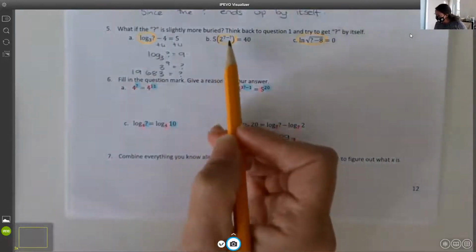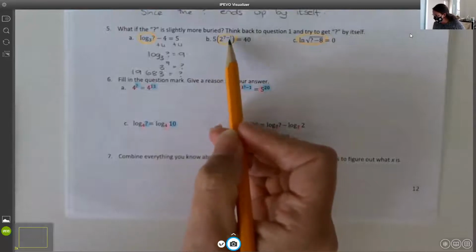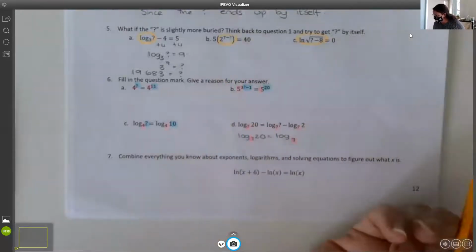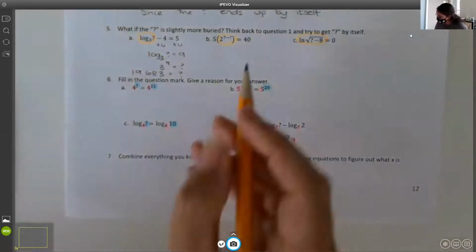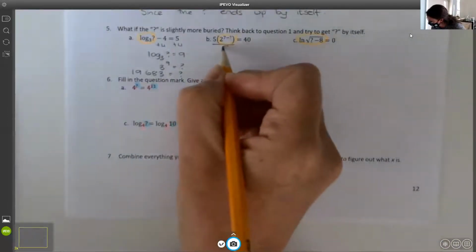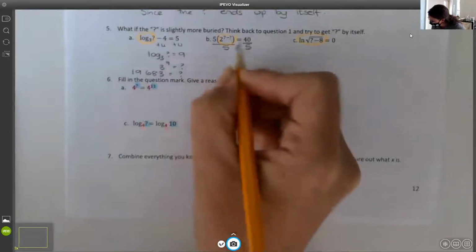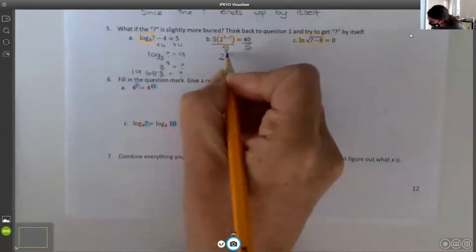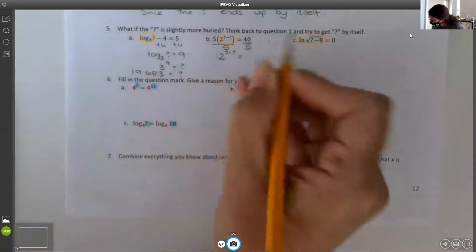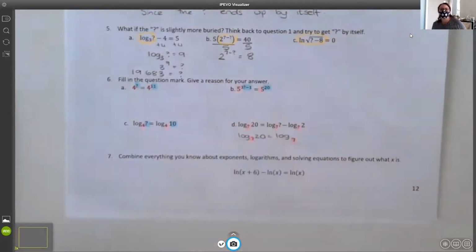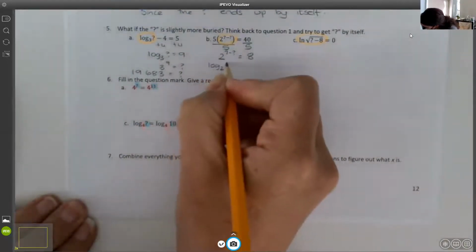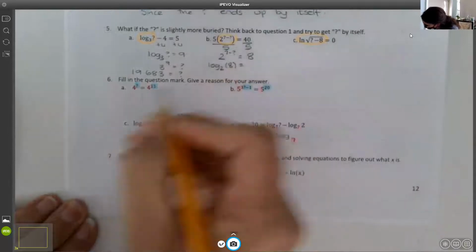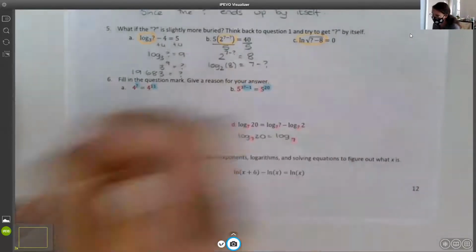All right, so this is an exponential equation because the unknown thing, the question mark, is in an exponent. And so what you want to do is get the exponential part totally by itself. So you want to get rid of the 5 first. And then you could write that as 2 to the power of 7 minus the question mark equals 8. And then you could rewrite that as a log. So you could say log base 2 of 8 is equal to 7 minus the question mark.